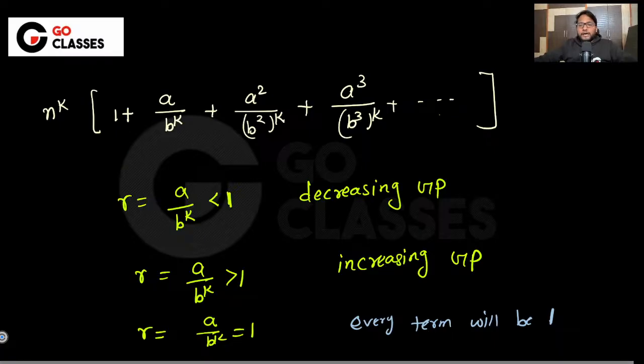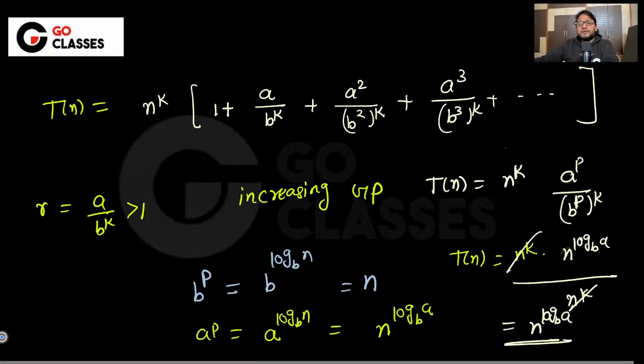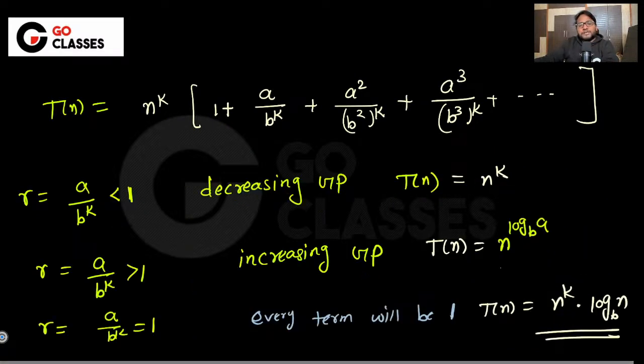Can anyone tell me? It will be just this one. The last term is coming out to be n power log base b a. So if it is an increasing GP, this is the last term. If it is a decreasing GP, the first term will be this. If everything is 1, then this. So that's how we also prove the Master's theorem.